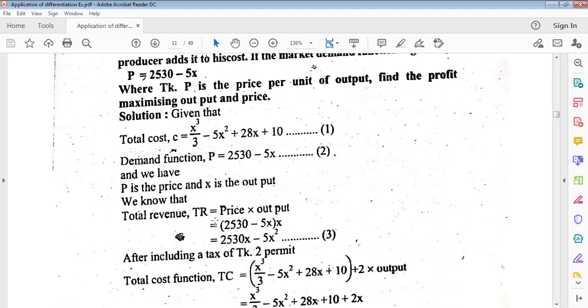So total revenue will be what? Price multiply output. This is the formula of revenue: price multiply output. Price, what? P for price is 2530 minus 5x, multiply x. Output is x. This way total revenue will be 2530x minus 5x square. This is equation number 3.